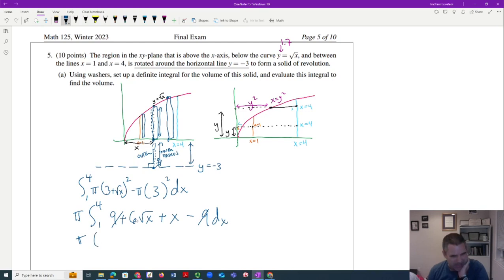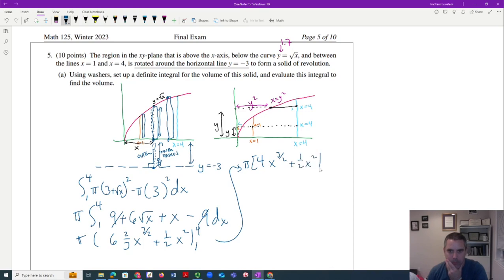So this is 6x to the 1/2. Excuse me, so it's going to become x to the 3/2. There's going to be a 2/3. There's going to be a 1/2 x squared from 1 to 4. This is going to be the 6. We'll cancel, make it a 4. So it's going to be pi times 4 x to the 3/2, plus 1/2 x squared from 1 to 4.